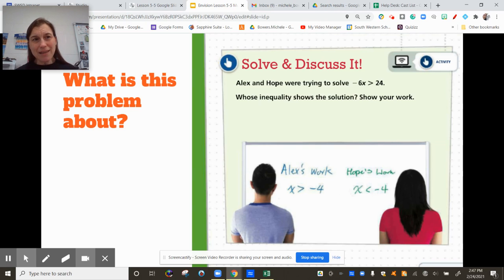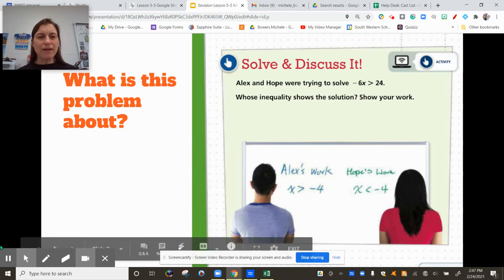Well, do you notice that both of them are solving the same thing, but they don't have the same solution? They actually have opposite solutions. The one person, Alex, thinks that all the numbers that are greater than negative 4 are the right answer, and Hope thinks all the numbers that are less than negative 4 are the right answer. So those are opposites. The one thing they agree on is x can't equal negative 4. So why? Well, where did the negative 4 come from?